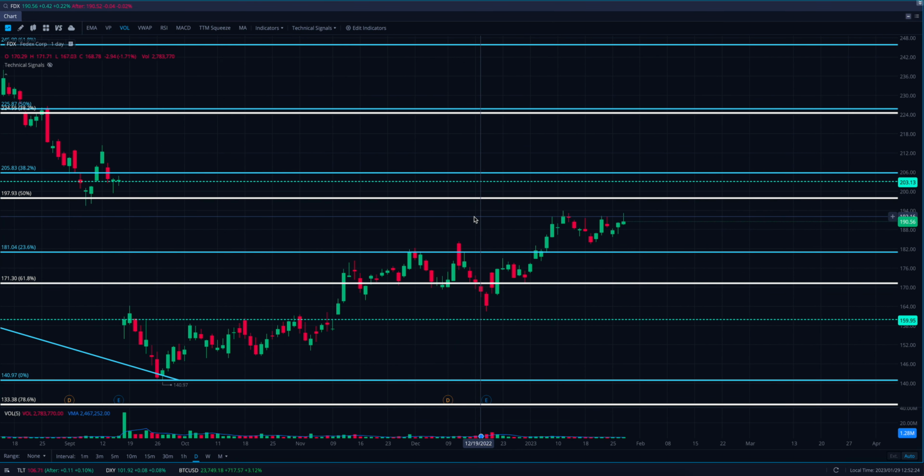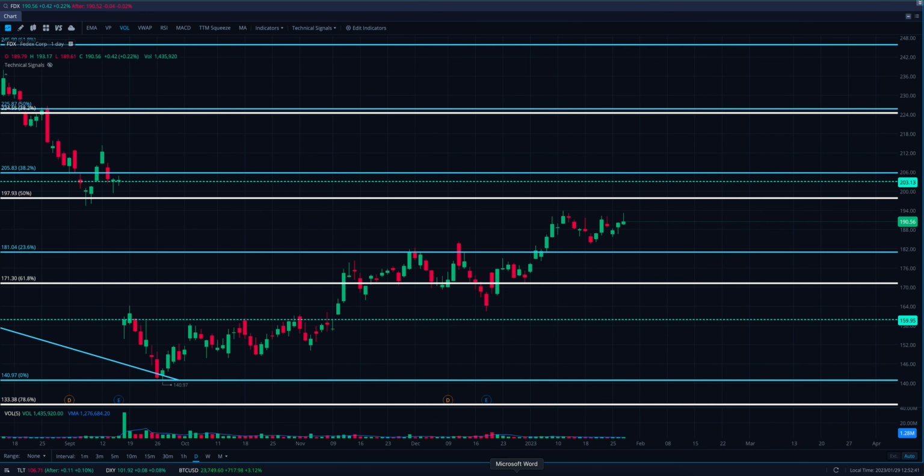You can see that once this gap happened, it was rejected a bunch of times. And then finally it gapped over it and started getting into it. Okay. And now we're about two thirds of the way into it. So that's something to keep in mind.